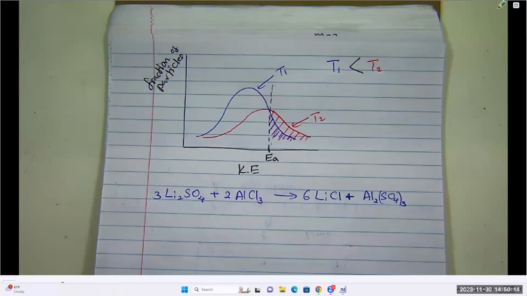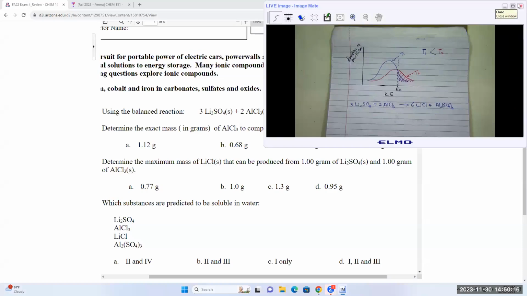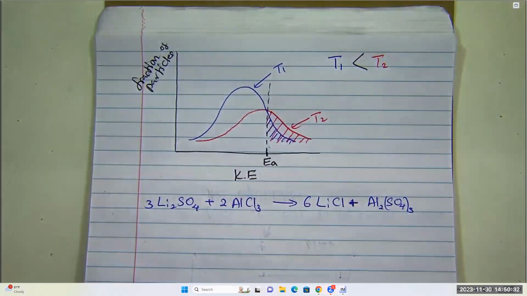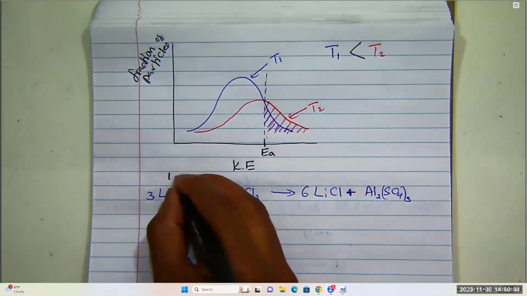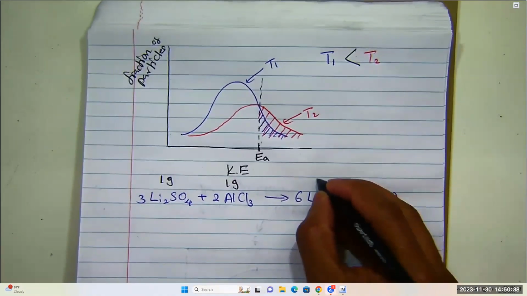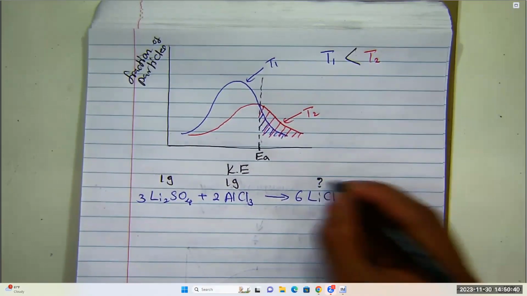Now, in the second question, you are told that you have 1 gram of each reactant, and then you are asked to determine the mass of lithium chloride, one of the products you are going to get. Okay, so what I'm going to do is this. So you are given 1 gram of this and 1 gram of this, and then you are asked to find the mass of this.